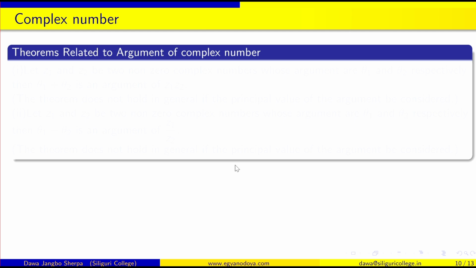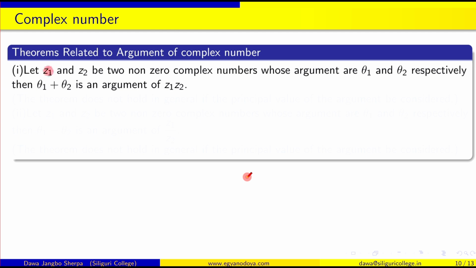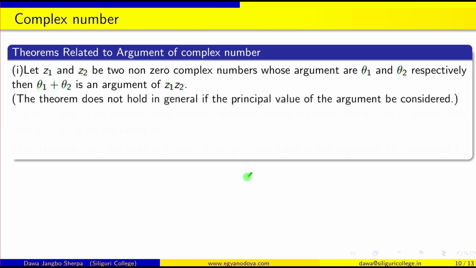Theorem related to the argument of a complex number. Suppose z1 and z2 are two non-zero complex numbers whose arguments are theta 1 and theta 2 respectively. Here theta 1 and theta 2 may not be the principal argument. If you multiply z1 and z2, then their argument will be theta 1 plus theta 2. But this theorem does not hold in general if I take the principal value of the argument.